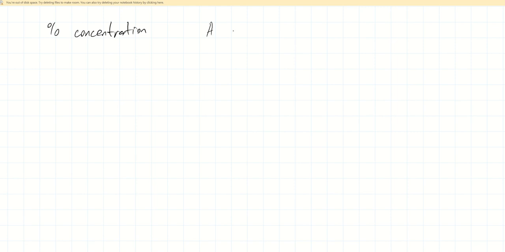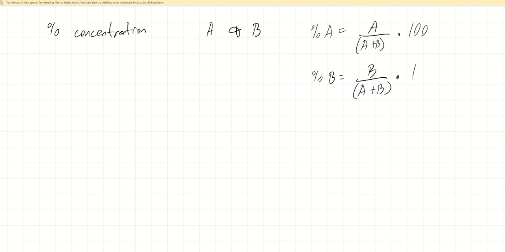Let's say that I'm mixing A and B together. And I have a volume of A and I have a volume of B. If I want to know what is the percent concentration of A, it's just going to be A divided by the total times 100. If I wanted to know percent of B, B divided by the total times 100.